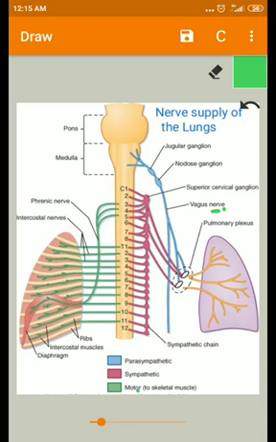Okay, and also sensory. These sensory fibers are mainly responsible for the stretch reflex of the lungs, and also help in the cough reflex. So the cough is caused by the stimulation of the sensory fibers of the parasympathetic nerves, which are derived from the vagus. Okay, now coming to the sympathetic fibers.